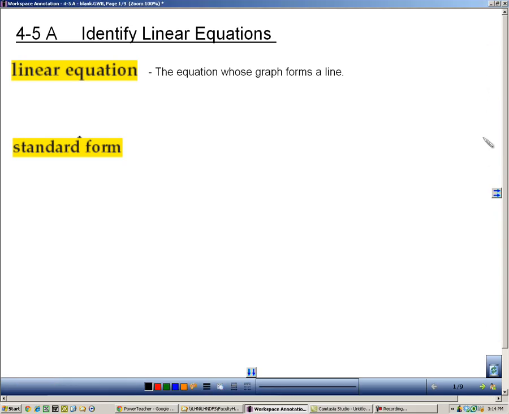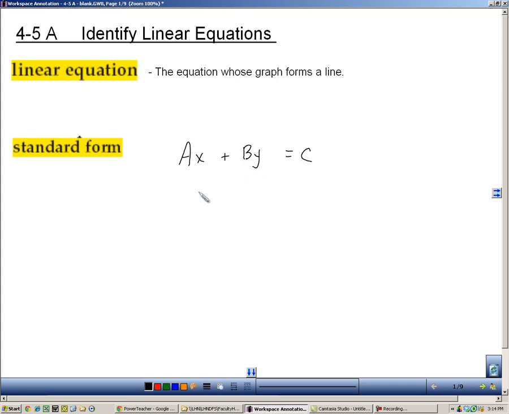Section 4.5a is about identifying linear equations. A linear equation is an equation that when you graph it, it forms a line. Now, all linear equations can be written in what's called the standard form. And I'm going to show you what the standard form looks like. ax plus by equals c is the standard form of a linear equation. That means you can rewrite any equation that's a linear equation in this form.